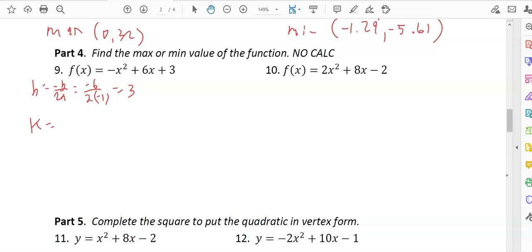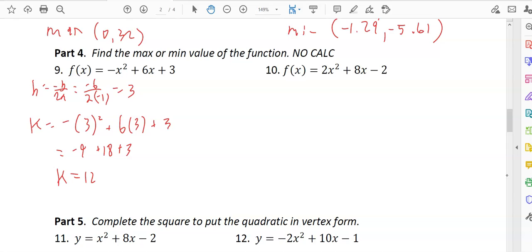So K, we're going to find by plugging in. So negative 3 squared plus 6 times 3 plus 3. So we get negative 9 plus 18 plus 3. 21 minus 9 is 12, I believe. It's 9 plus 3 is 12. Okay, so K is 12.